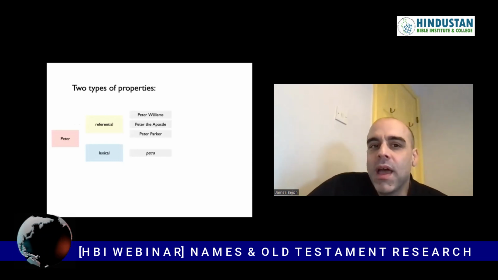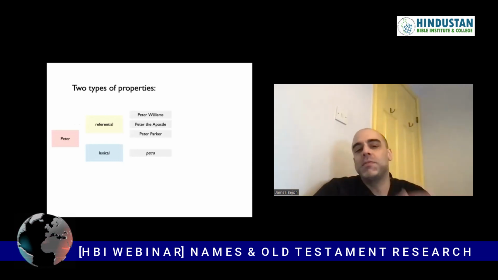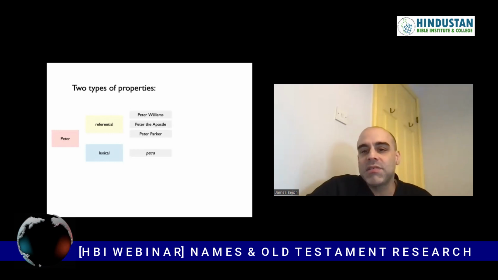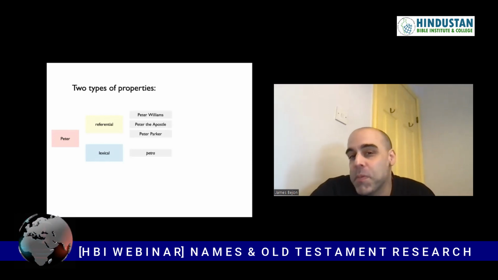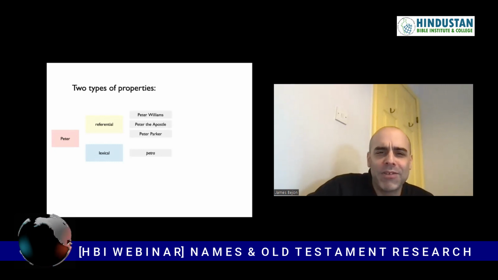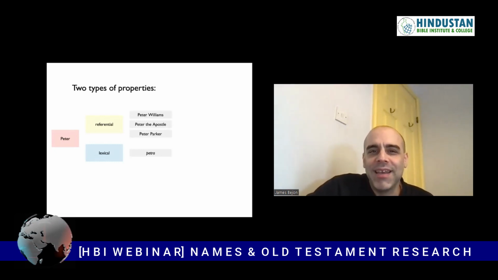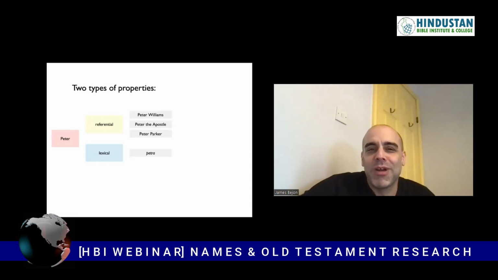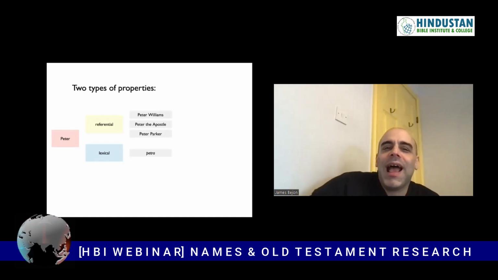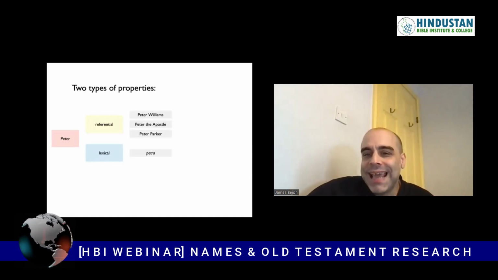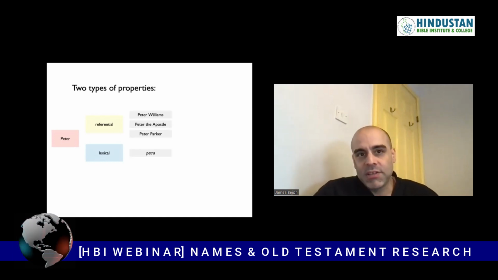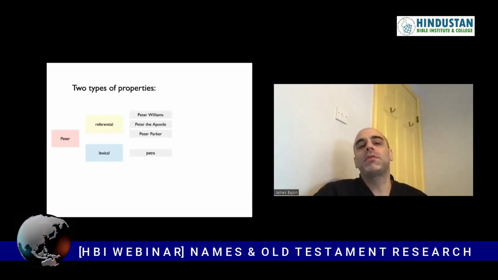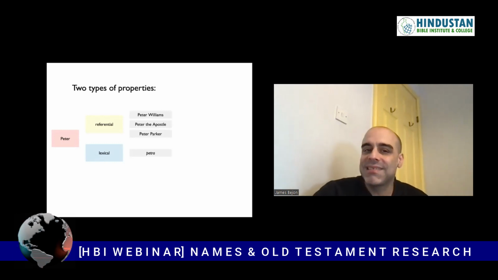And so to take an example which has both these properties, the name Peter has referential properties. It refers to people like Peter Williams, who you may know from Tyndale House, Peter the Apostle, Peter Parker, who's a character in Spider-Man, I understand. I'm not sure that's right, but I said that to try and seem culturally relevant. And Peter also has lexical properties. It comes from the Greek word Petra. So names have these two types of properties, referential and lexical properties.